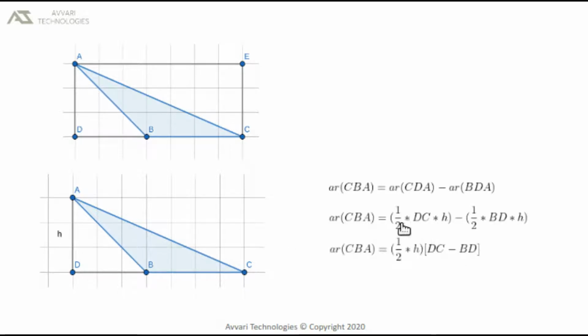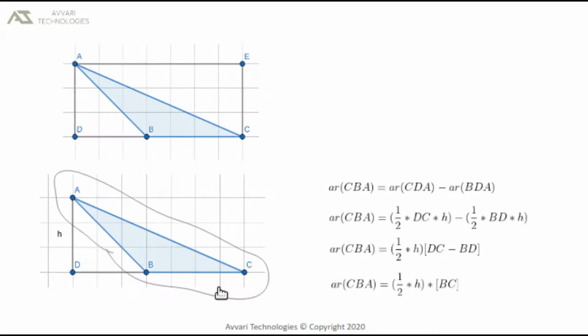Here we can notice that 1 by 2 and H are common. We can take it out, 1 by 2 into H, and we will write the remaining terms, DC minus BD. What is DC minus BD? DC whole length minus BD. So we are remaining with the length BC. So the area of triangle BCA is half into base, that is BC, into the maximum height. Finally, we get the area of triangle CBA.